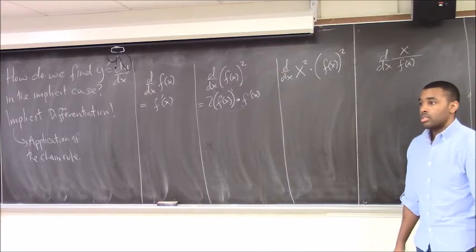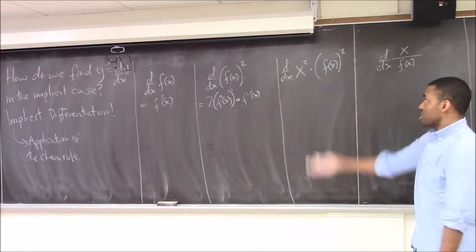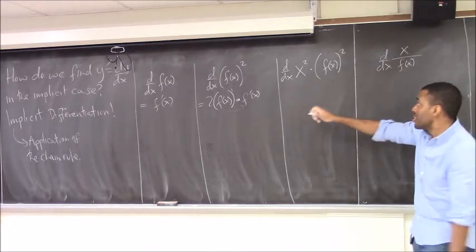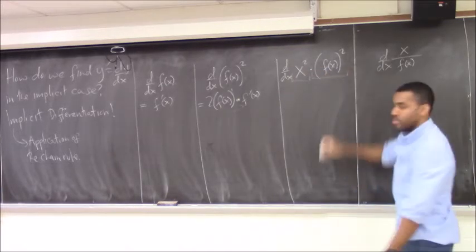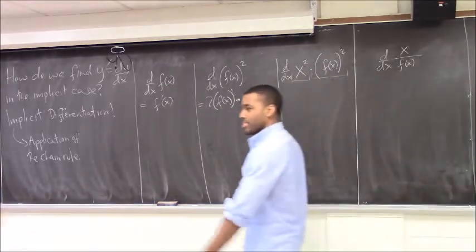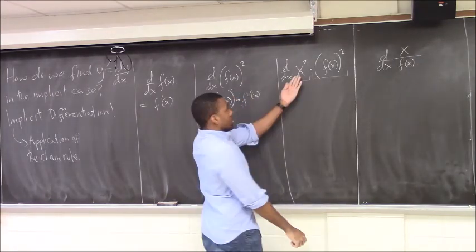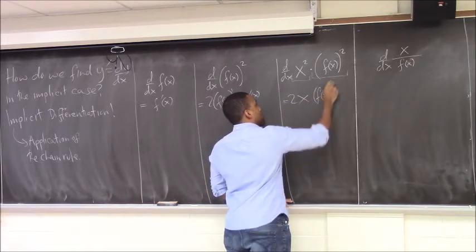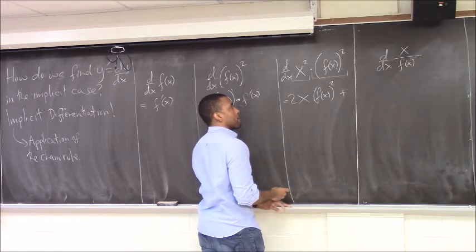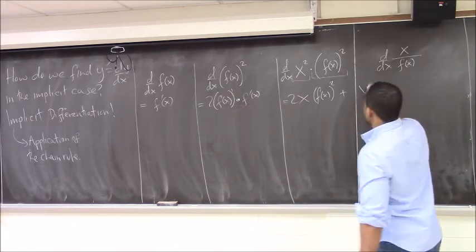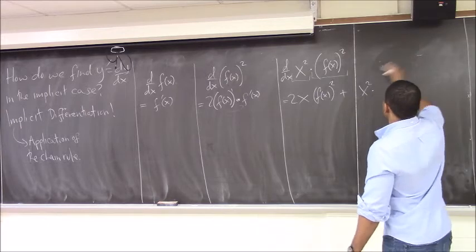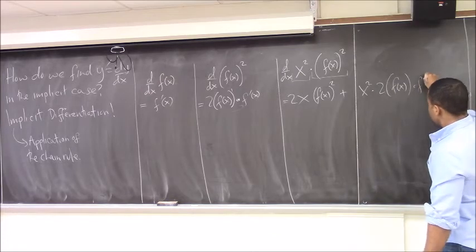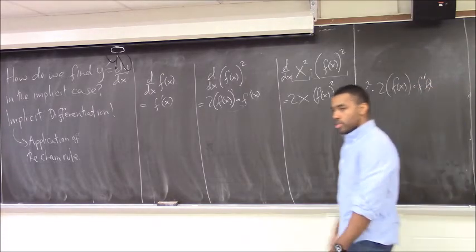Yeah? You use the product rule. Just because there's some function that you don't know what it is, doesn't mean the product rule stops working. The product rule always works. I have one function times some other function. How do you differentiate that? The derivative first, so 2x times f of x, plus the derivative of your g, so the x squared stays, and then 2 times f of x, no, f prime of x. Yeah, that would be the derivative of that expression.